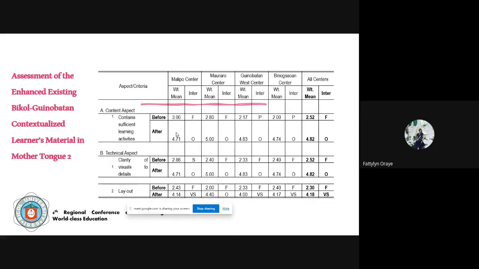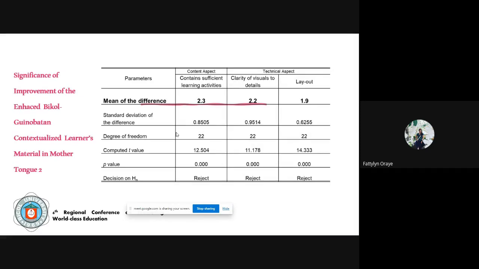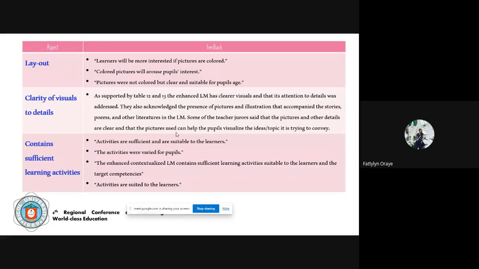So the results again, to validate the improvement done, another assessment was conducted to compare the existing, which is the before, and the proposed or developed LM, which is the after, using correlation coefficient and ANOVA. And based from the findings, there is really significant difference in terms of containing sufficient learning activities, clarity of visuals to details from 2.52 to 4.82, and layout 2.30 to 4.18, which is very satisfactory. Results of the assessment show that there is really a significant improvement from the existing to the proposed. Feedback from the teachers can also attest to the significant improvement of the proposed LM from the existing one.